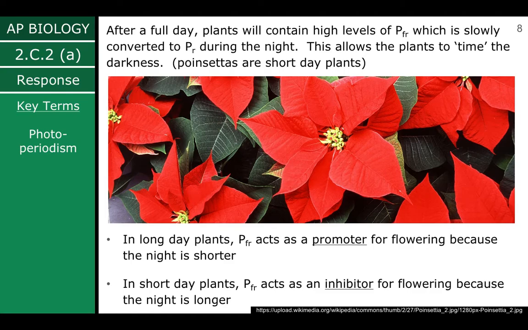But long day plants are going to require, as it sounds, a longer day than night, essentially, in order for them to flower. So in this situation, that phytochrome is going to actually act as a promoter for flowering because the night is shorter. Now, on the other hand, in short day plants, where the period of light is shorter than the nighttime, it's going to act as an inhibitor. Now, this is important because it allows plants to flower at different times based off of the amount of light or darkness that they're being exposed to.